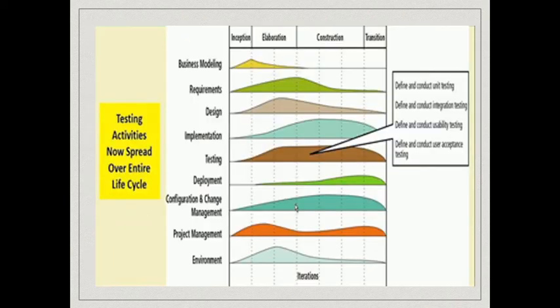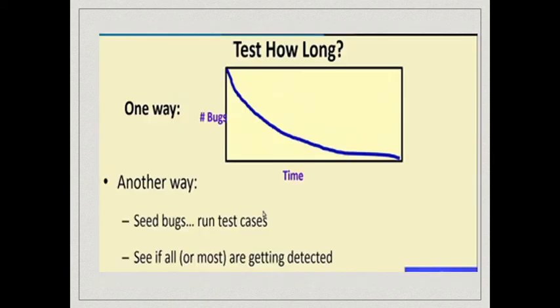This is another basic concept: nowadays the testing effort is spread over the entire life cycle. In the waterfall model, the testing was done towards the end of the life cycle, but now it is spread over the entire life cycle. Define and conduct unit testing, define and conduct integration testing, usability testing, user acceptance testing, and so on.